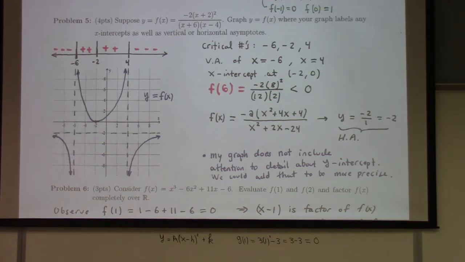Anyway, after you have all that, you got your horizontal asymptote at -2. You have vertical asymptotes at -6 and 4. You got a bounce at 2, at -2, right? And you got this sign chart, so it forces you pretty much to draw this picture, right?